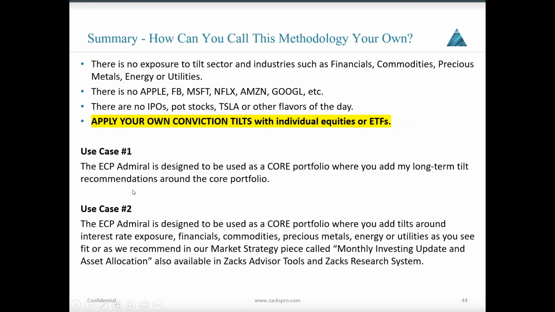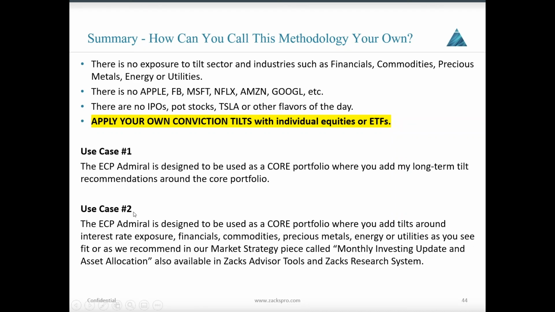The first use case is that you can obviously just take the Earnings Certain Admiral, it's 30 stocks, combine it with the 6 tilts. You've got a 36 stock portfolio. You do a 20% allocation, at minimum, to the tilts that I'm recommending. You've got a rock solid growth portfolio.